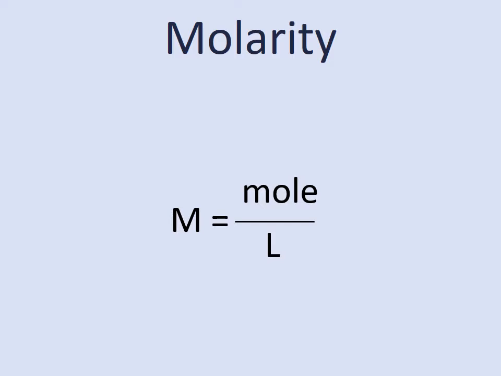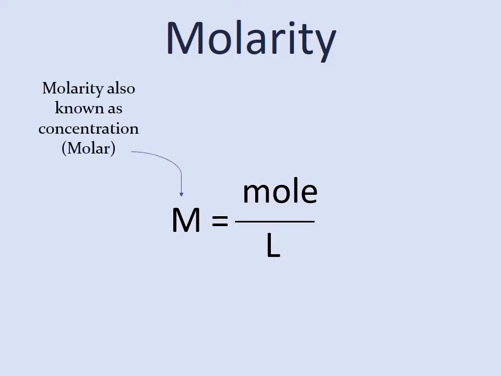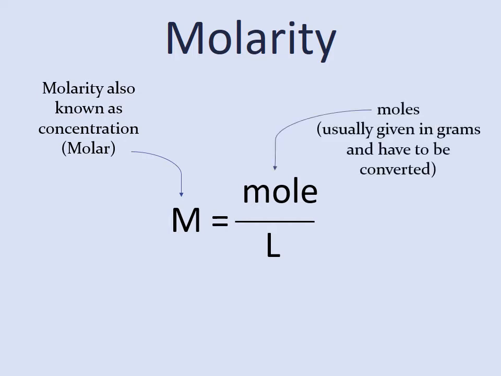So our formula looks like this. Big M, that's molarity, also known as concentration. We also use the term molar. Mole, that's moles. It's usually given to us in grams, and it will have to be converted to moles, so it can be used in this equation. And L is liters, measured in liters.